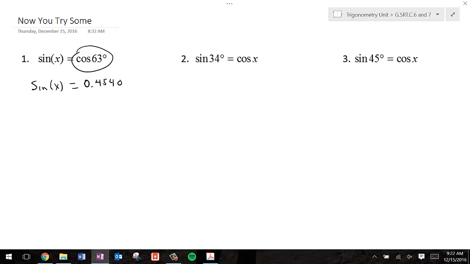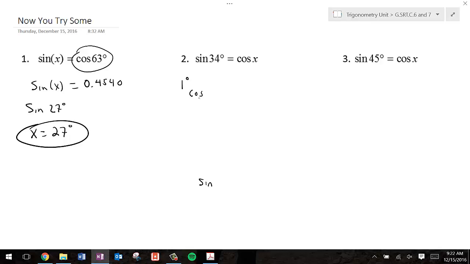So we need to find 0.4540 in our table, and that ends up being sine of 27 degrees. So x is going to be 27 degrees in this problem. We can use these ratios interchangeably, sine and cosine specifically, because they work as a pendulum. At 1 degree, sine ratio is really small. Sine is all the way down here, and cosine is all the way up here.